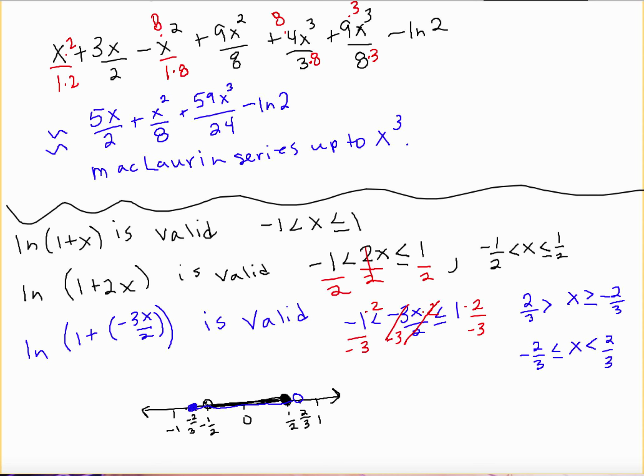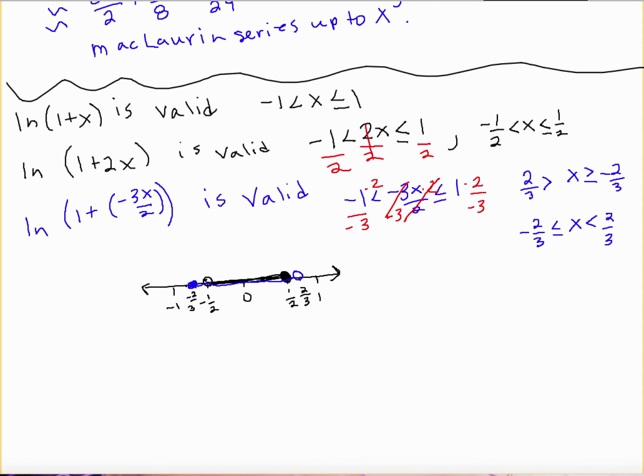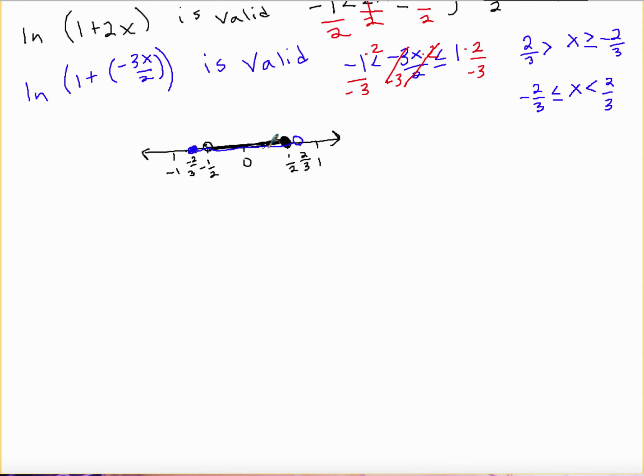Therefore, the domain of validity has to be in between negative 1/2 and positive 1/2, inclusive of positive 1/2.